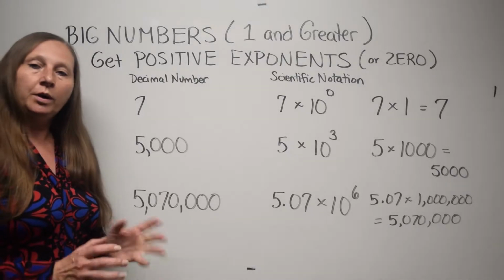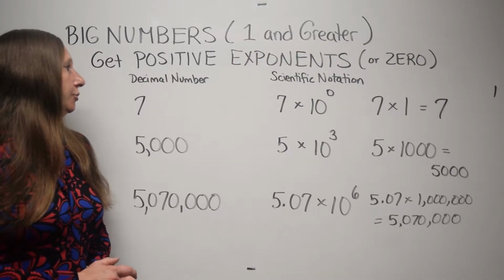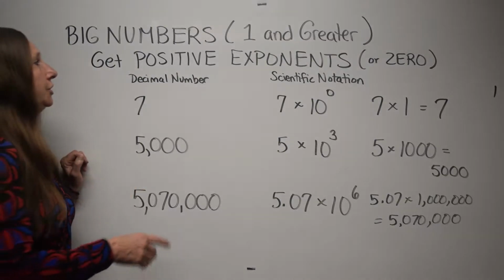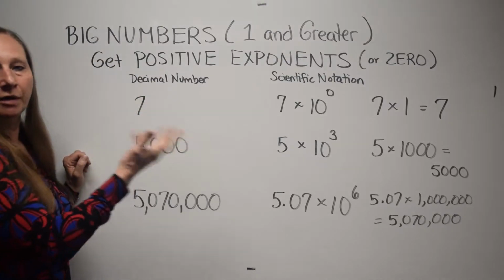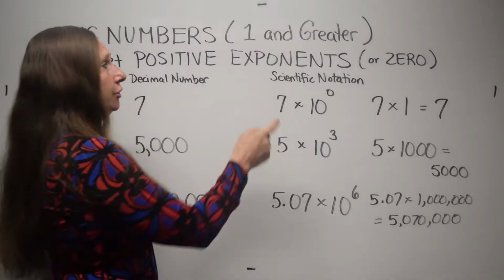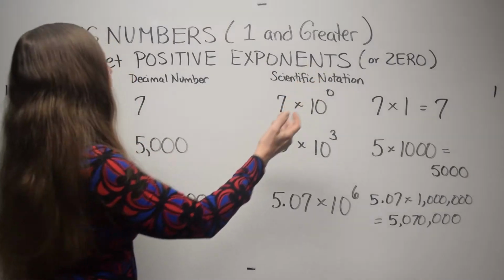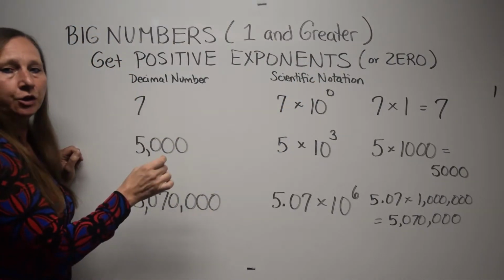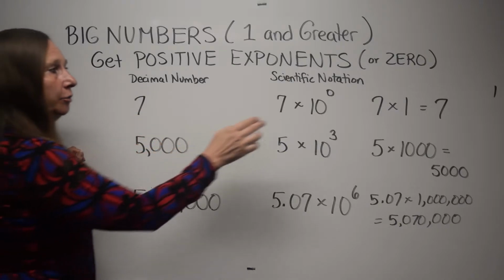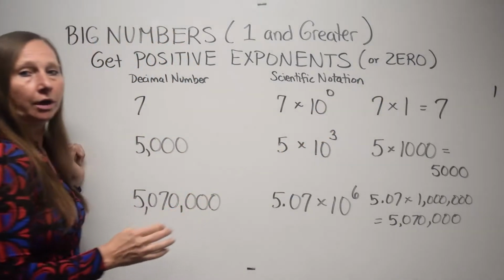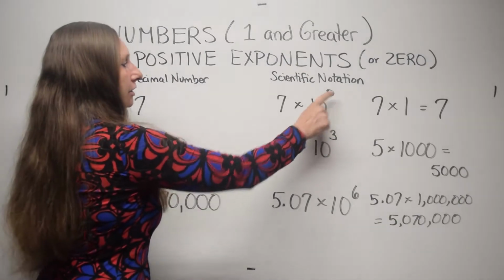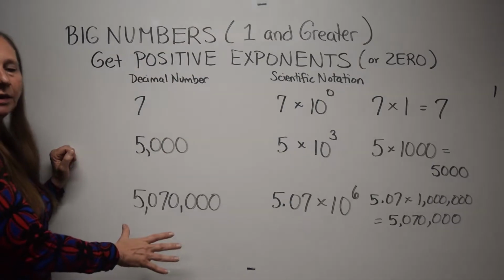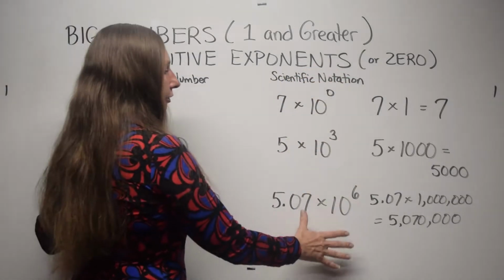Okay, so for a quick little introduction into changing decimal numbers into scientific notation, for our purposes here, a big number or a very big number is going to be considered 1 or greater. Now, big numbers are going to require positive exponents in scientific notation. The other possibility is an exponent of 0, like right there, 10 to the 0 power.